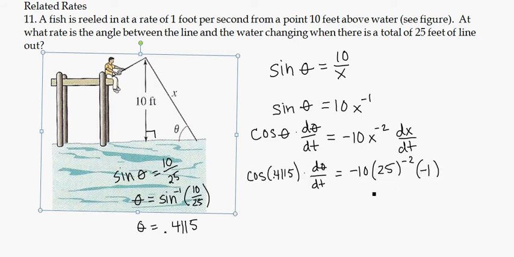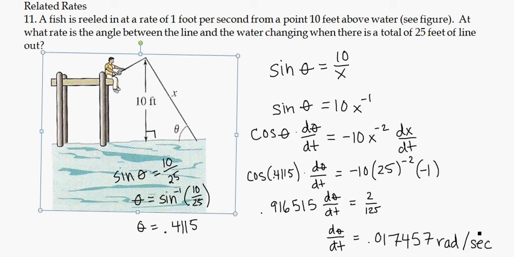And note that when I plug everything in, my dx dt is negative 1 because the fishing line is being reeled in at a rate of 1 foot per second. So that line is going to get shorter at a rate of 1 foot per second. So everything else I've just plugged in for. And now let me simplify. And now we solve for d theta dt and get 0.017457 radians per second.